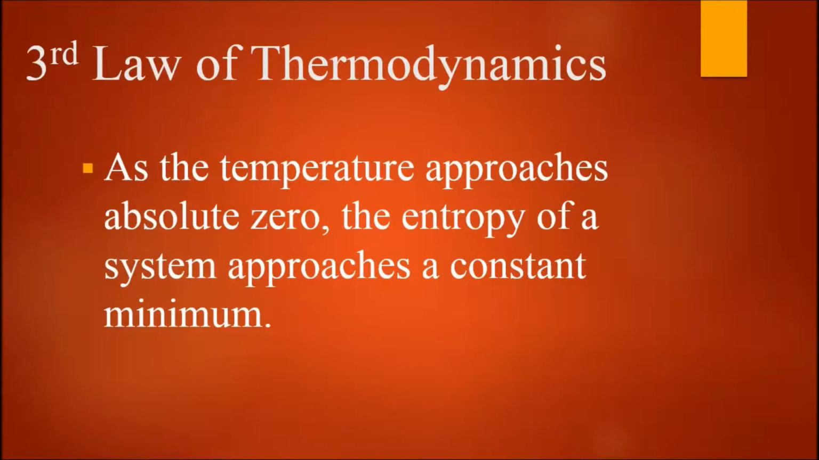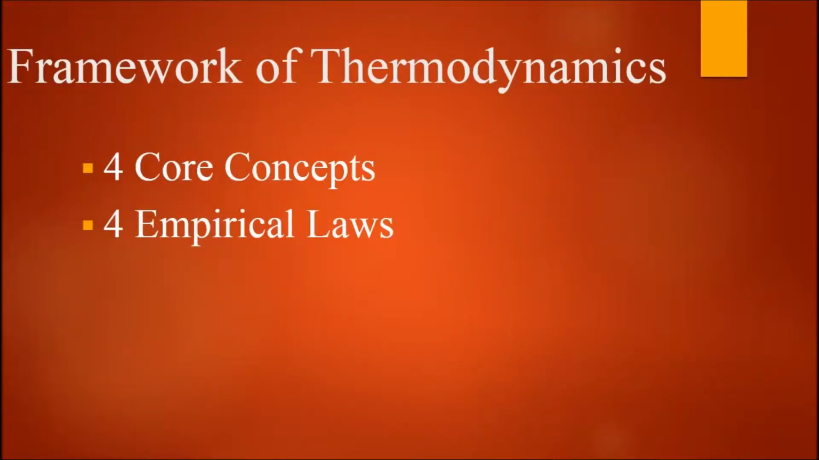The third law of thermodynamics states that as the temperature approaches absolute zero, the entropy of a system approaches a constant minimum. And as we will see, while the temperature of a system may approach absolute zero, it will never reach absolute zero. So the framework of thermodynamics is deceptively simple. It is based on only 4 core concepts and 4 empirical laws. And we will begin our study of thermodynamics by examining the concept of energy.